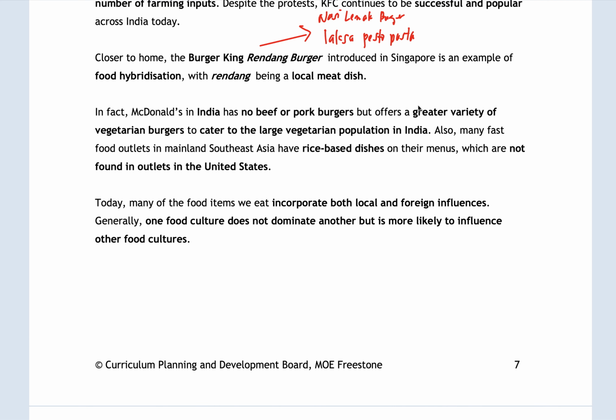And with that we are done with this chapter. Like I said, it's a very simple chapter. Today you've learned about homogenization and hybridization. These are the two main skills for this chapter, and everything else is simply the impact of globalization on our culture. So just get these two keywords fully understood and remember some examples, and you should be fine for this chapter. Now that's all I have for you. It's quite simple.